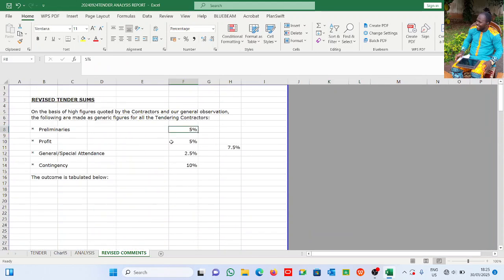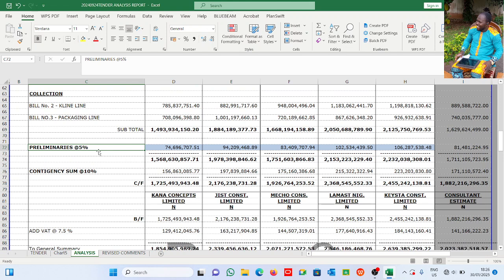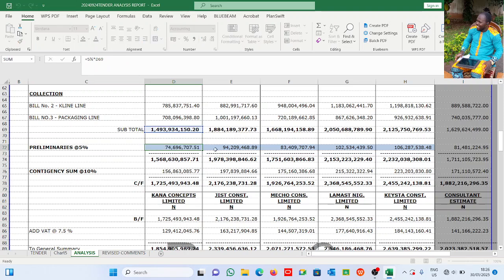Our profit and attendance: profit is 5%, attendance 2.5%, then contingency is 10%. All right, so of course it will always be there for all the contractors. Whatever percentage you use for your preliminaries may or may not be there. If it is not there, you price your preliminaries and you add it. So this is what we have. 5% was given to these contractors, and it is common to all of them.